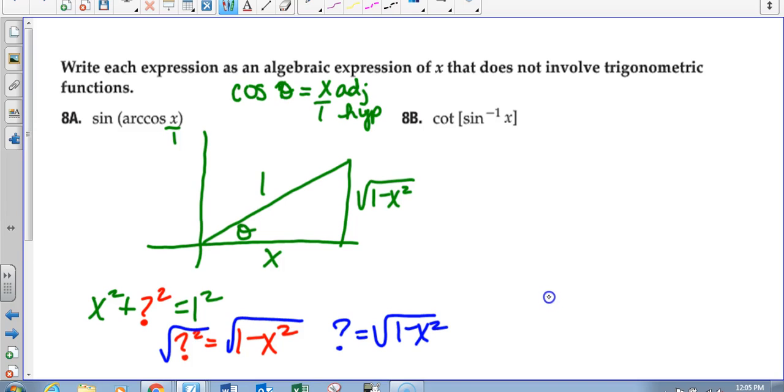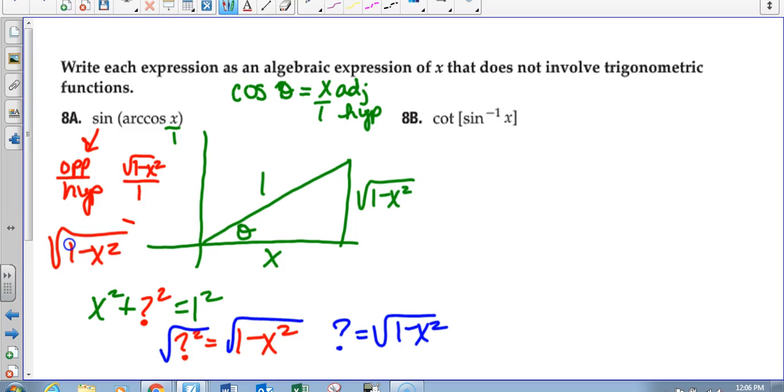All right, so now what is the sine of that triangle that we've finally gotten labeled? Sine is now opposite over hypotenuse, so we're going to write what? Square root of 1 minus x squared over 1, or just the answer is square root of 1 minus x squared.